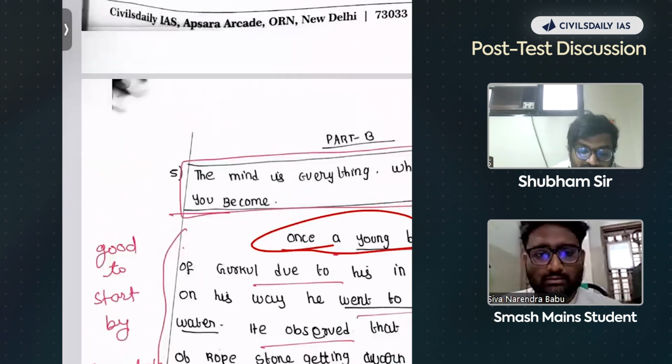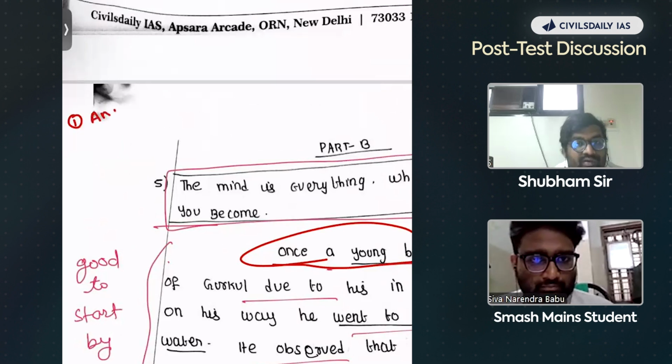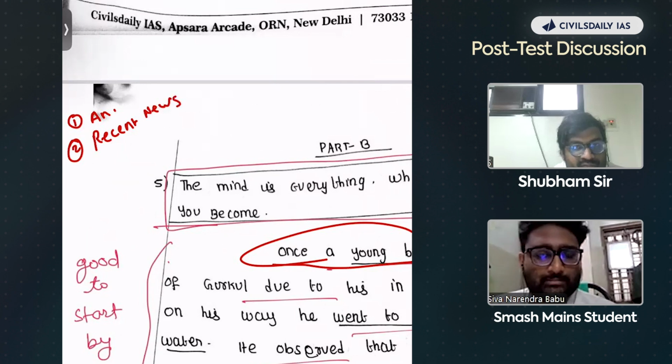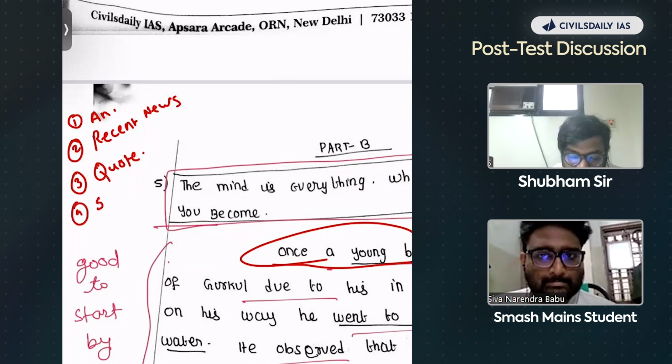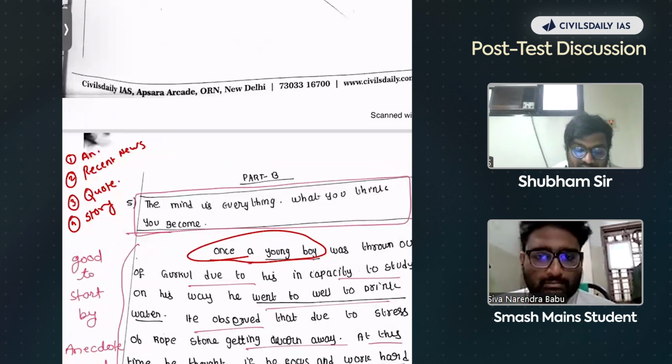The different ways in which you can do the introduction: one is you can use the anecdote. Second, you can use a recent story or recent news. Third, you can start with the quote. Fourth, like you have said, you link it with the story of a great personality. From these, you can start.